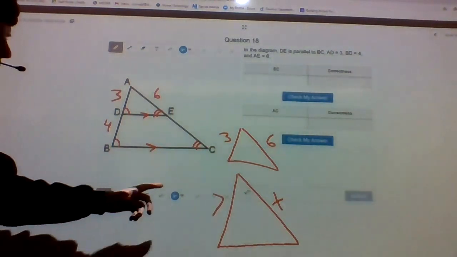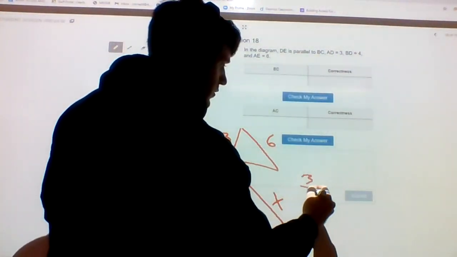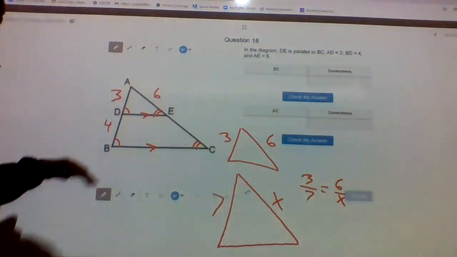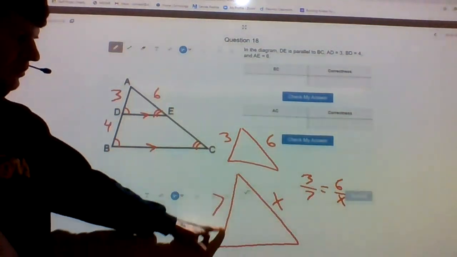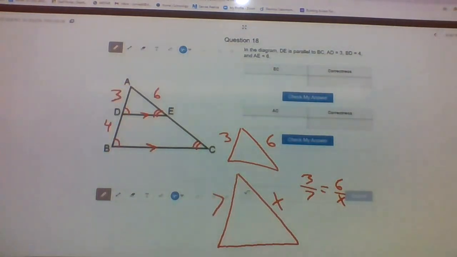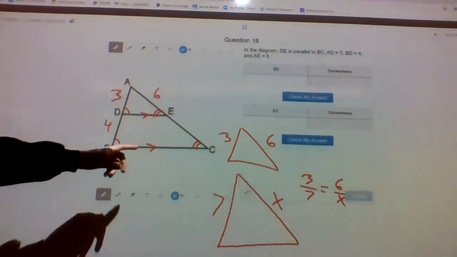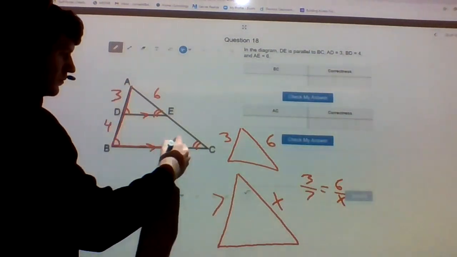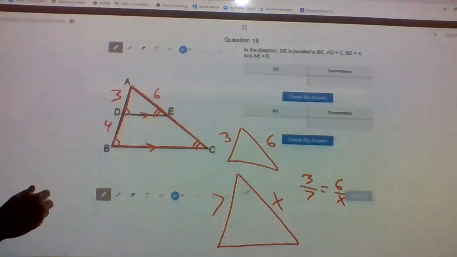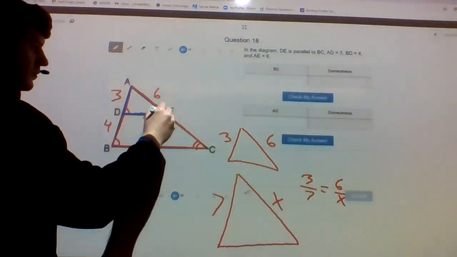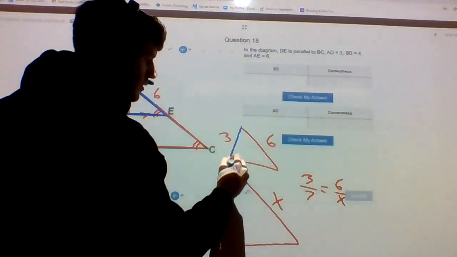All right, so 3 is to 7, as 6 here is to x. Right, 3 plus 4, that's where we're getting 7. The whole thing is 7. Right, this one's the big triangle here. This was the small triangle.